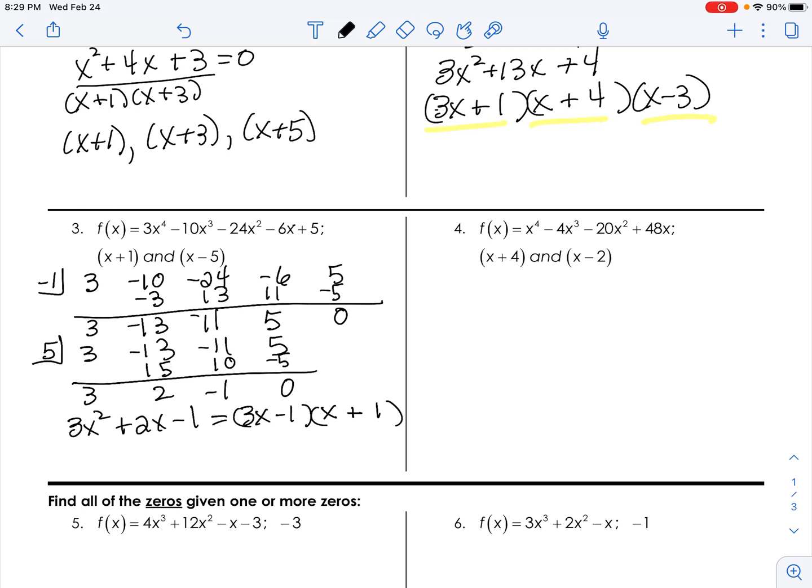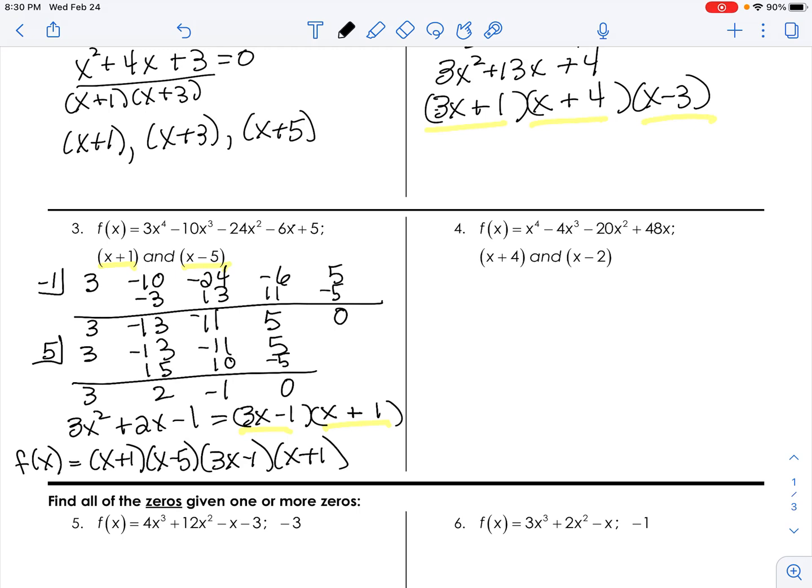It multiplies to negative 1. So 3x squared plus 3x. I'm just doing FOIL out loud. 3x squared plus 3x minus 1x is a positive 2x minus 1. So my factors are 3x minus 1, x plus 1, x plus 1, and x minus 5. When you are asked to write the polynomial as a product of factors, you could rewrite this as f of x equals x plus 1, x minus 5, 3x minus 1, x plus 1.